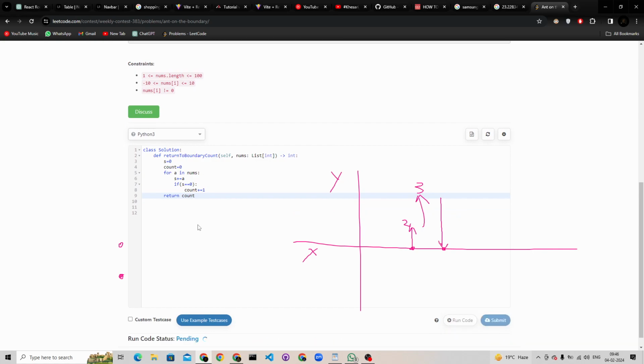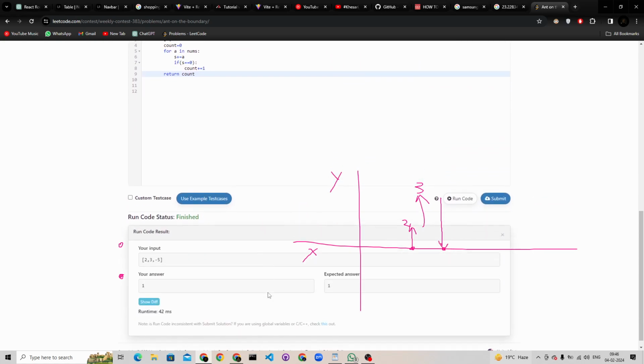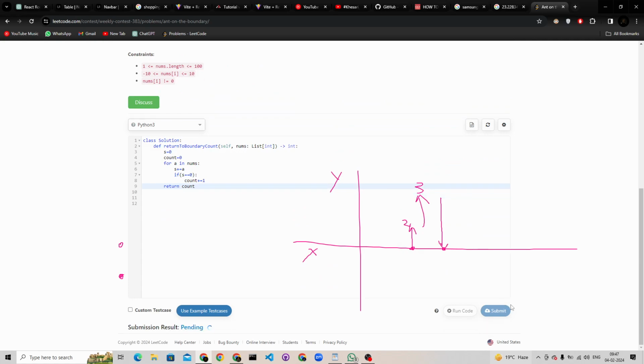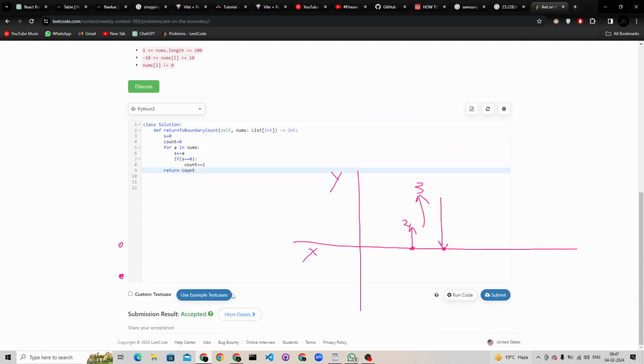Let's try to run it. It's running properly. Let's submit it. Accepted.